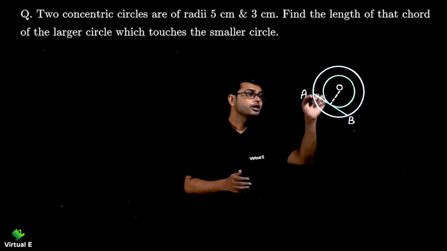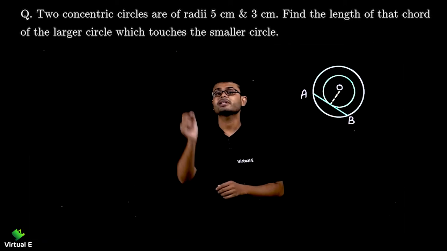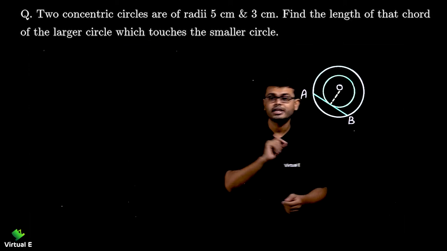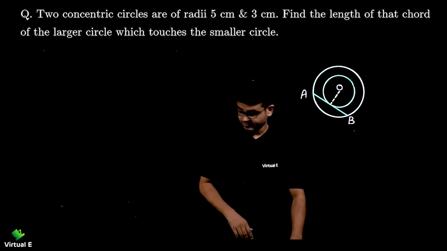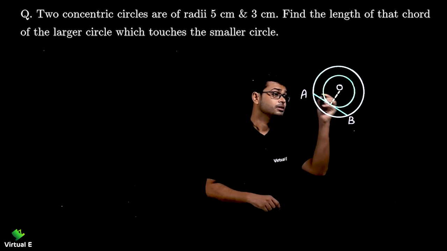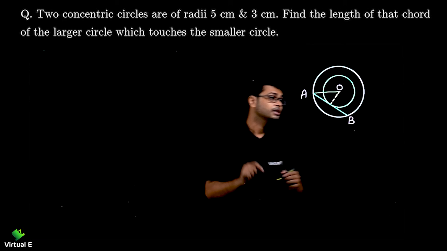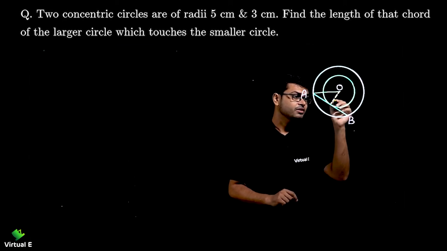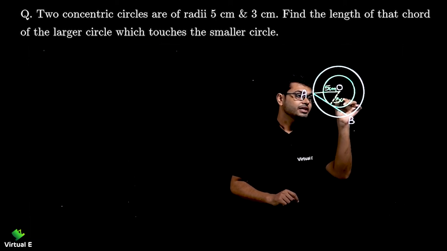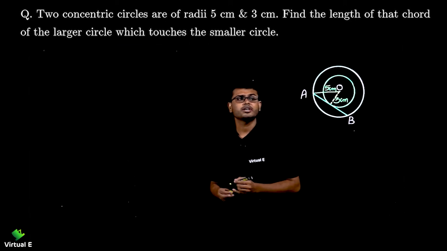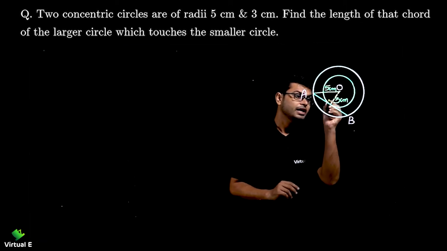Concentric circles, right? The chord of the larger circle touches the smaller circle. It means if it is touching, then it will be tangent. Remember, right? So first of all, let's write 5 cm and 3 cm. This will be the radius of the larger circle and this is the radius of the smaller circle. So 5 cm here, 3 cm here. Now we need to find the length of the chord of the larger circle.